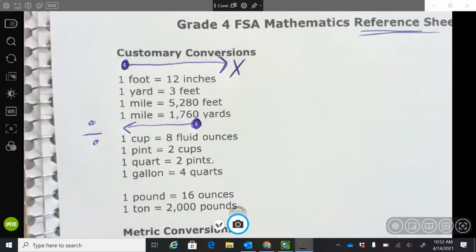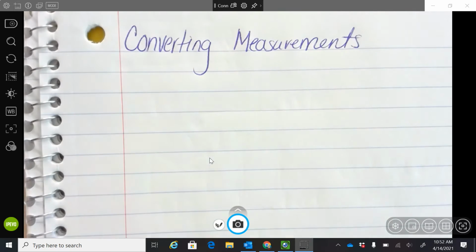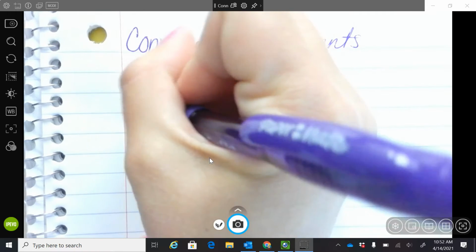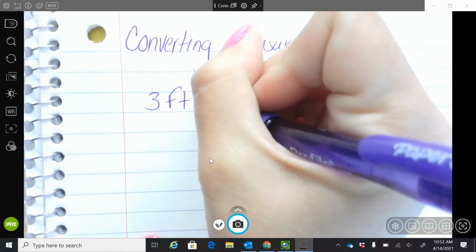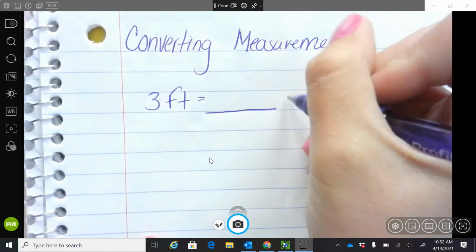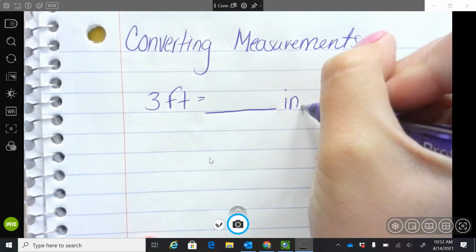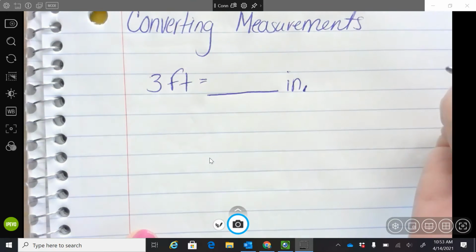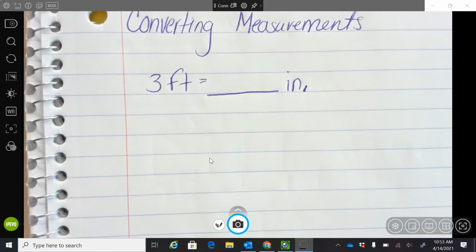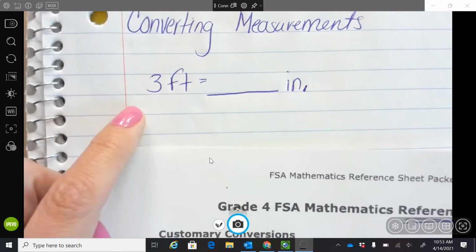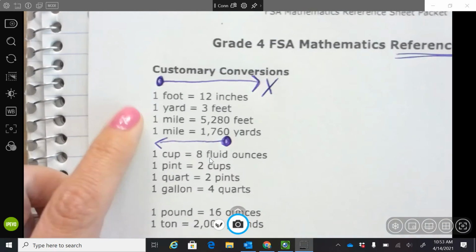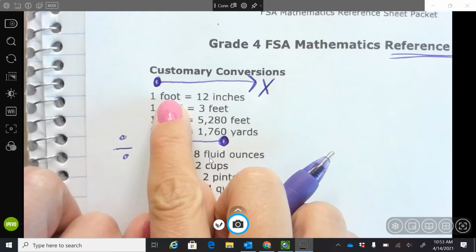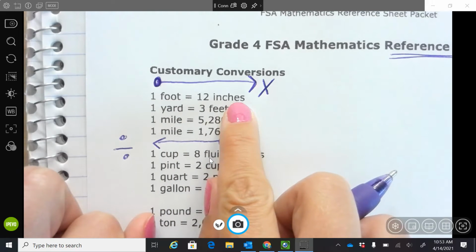Okay. Let's do some practice. So in our notebooks, we're going to start with some practice just to get used to this. 3 feet. If I have 3 feet, how many inches is that? And if you see me write IN or anything with a period, that means it's an abbreviation. So the first step is you're going to start from feet and go to inches. So find feet on your chart and move your finger from feet to inches.